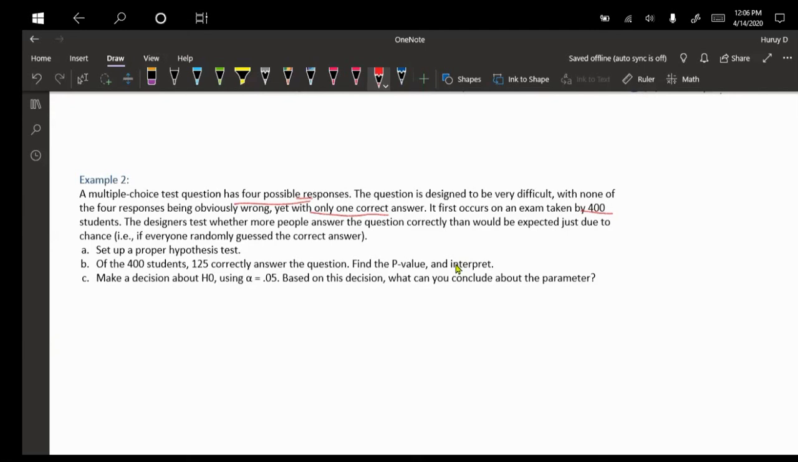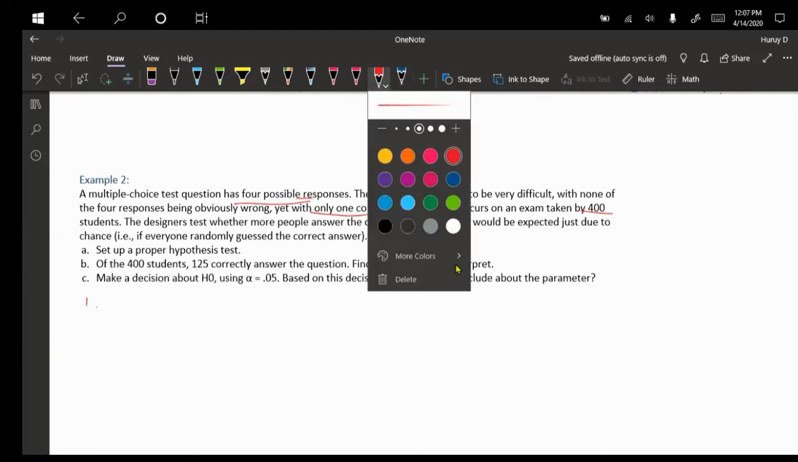So how can we set this problem now? How do we set the hypothesis test now? What can you say about this? Try to understand the question first. And then let's think about how we can set the hypothesis test.